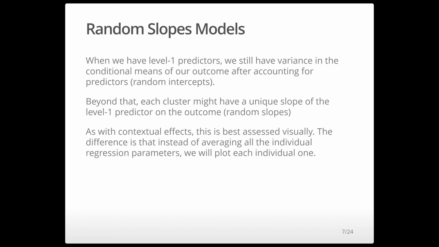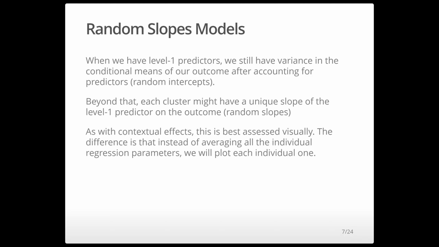So that's how we include contextual effects in our model. And now we're going to talk about the other elephant in the room, which is random slopes. When we have a level 1 predictor, that means that we have a model with not just random intercepts, but we can also have random slopes. And we looked at this a little bit last time, where we were able to compute both a slope and an intercept for the effect of sleep on p-affect for each person.